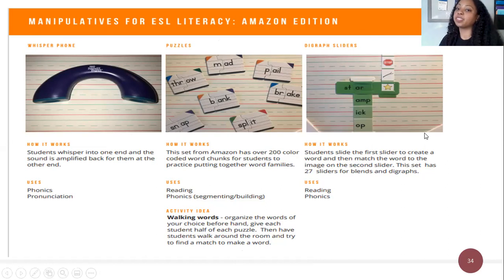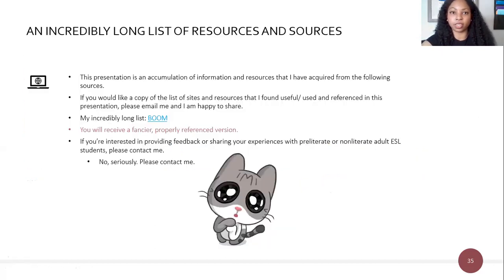The last one is digraph sliders, and these are great when you're working on phonics. Students just slide the first one to create a word and then match it with an icon. So it's a really great independent activity, and it's low stress for students.